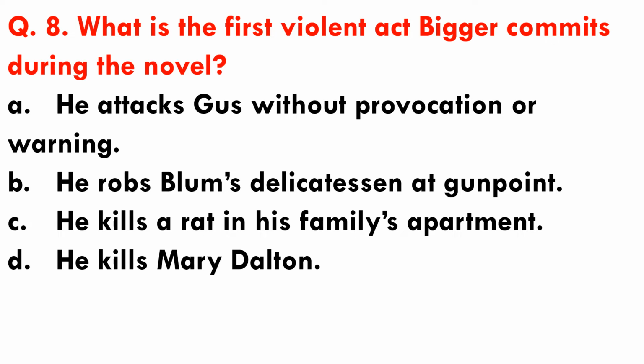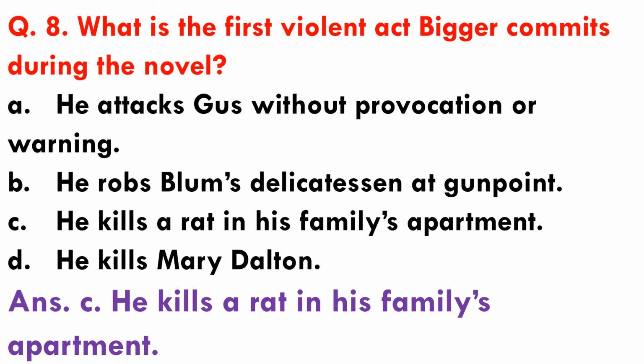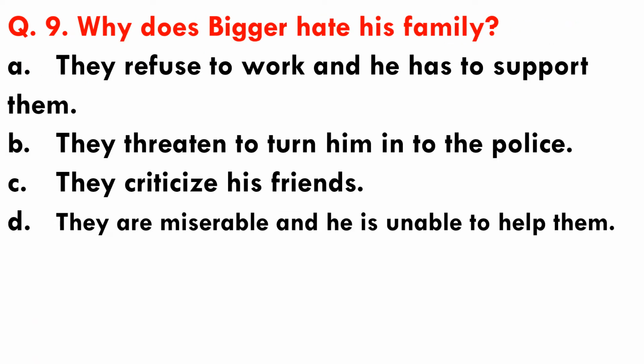So in this novel, the protagonist, Bigger Thomas, commits many violent acts through the course of the story or plot of this novel. So what is the first violent act that Bigger commits? He kills a rat in his family's apartment. That is the first violent act that Bigger commits. So option C is the correct answer. Question number 9. Why does Bigger hate his family?